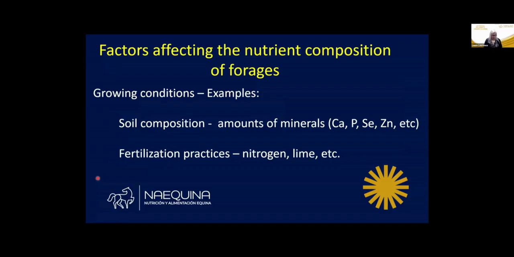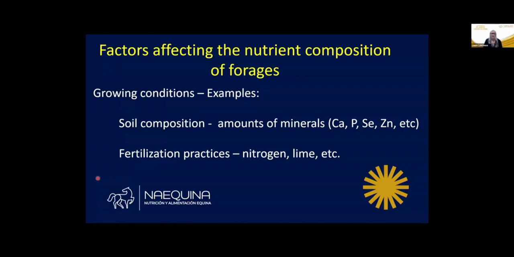We think first about growing conditions. Some examples of that would be the composition of the soil that the forage is grown on. We know that as we move around the world, soils have different levels of different minerals. And so there can be big differences between a forage grown in one place, even though it's the same type, and a forage grown in another. And that's true for minerals such as calcium and phosphorus, and trace minerals such as selenium and zinc.